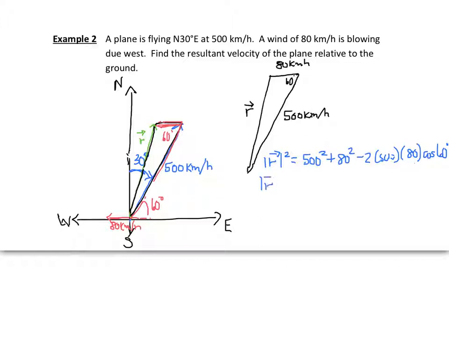Type all that into your calculator. We'll get R squared equals 216,400. And when you take the square root, you get the magnitude of the resultant vector, which is 465 kilometers per hour. So therefore, the resultant velocity of the plane relative to the ground is only 465 kilometers per hour, because the wind, of course, is slowing it down a little bit. And that concludes this lesson.